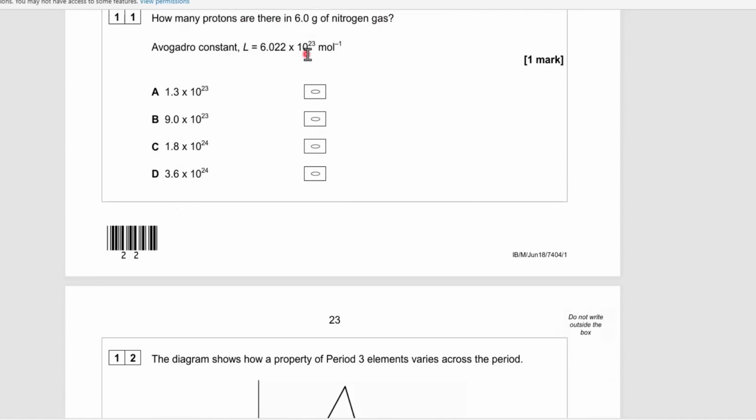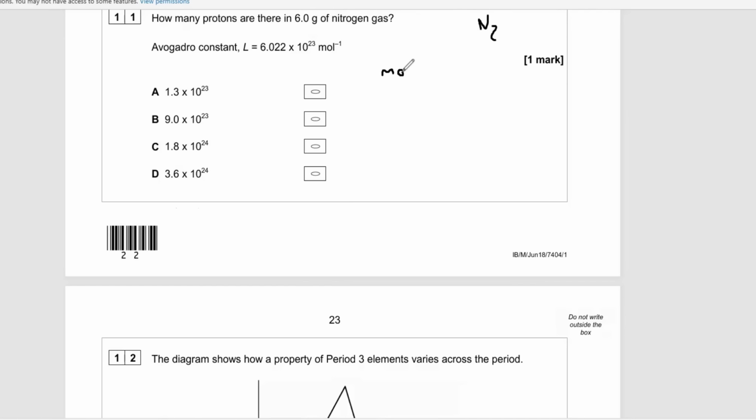Okay, this question here, guys: how many protons are there in 6 grams of nitrogen gas? Avogadro's constant is 6.022 times 10 to the 23. 1 mark. Pause the video. Have a go. All right, I'm going to go through the explanation. So look at nitrogen. What's its formula for nitrogen gas? Is it N or is it N2? Well, of course, it's diatomic. So the formula for nitrogen gas is N2.